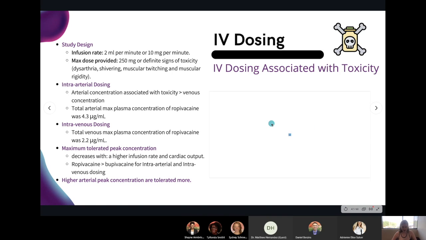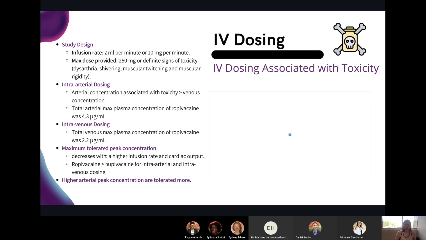If this table was showing here, you would be able to see that the arterial concentration associated with toxicity is higher. You have a higher concentration in the arterial than the venous concentration, meaning that you could have more local anesthetic injected intraarterially than intravenously and not cause toxicity reactions. So what would have been shown here is the total arterial max plasma concentration of ropivacaine was 4.3 micrograms per milliliter, and the total venous max plasma concentration of ropivacaine was 2.2 micrograms per milliliter.